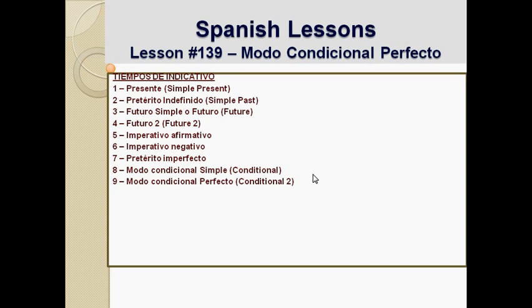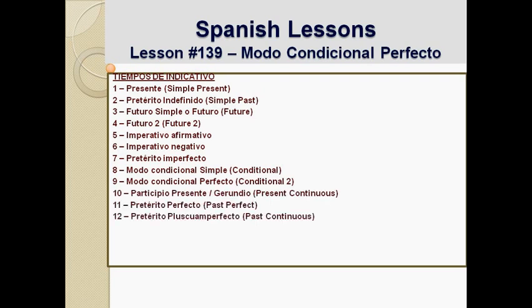In Spanish conjugations, whenever you see the word perfecto in the name of the tense, that means that there is an auxiliary verb involved. But before we step into our topic, let's briefly see all the different Spanish tenses that we will be seeing and learning in due time, okay?